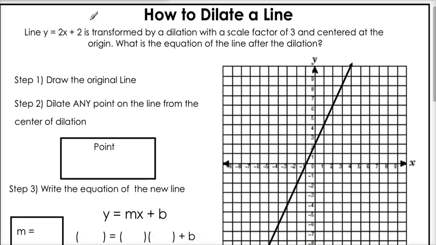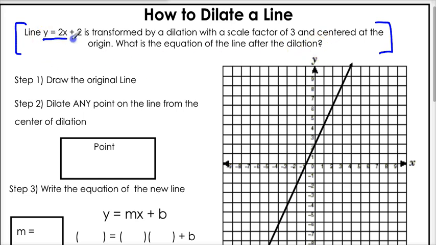So how do you dilate a line? All the steps to dilate a line are right down here. You just have to follow along. So come for the journey, baby birds. We're about to go on it. In this example, we're going to read the question and I'll explain exactly what you need to do. Line y equals 2x plus 2 is transformed by dilation with a scale factor of 3, and it's centered at the origin. What is the equation of the line after the dilation?